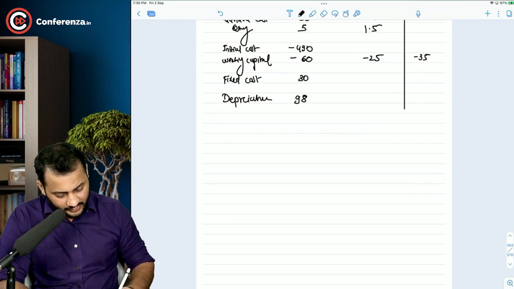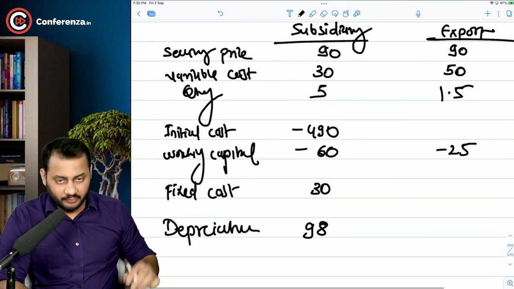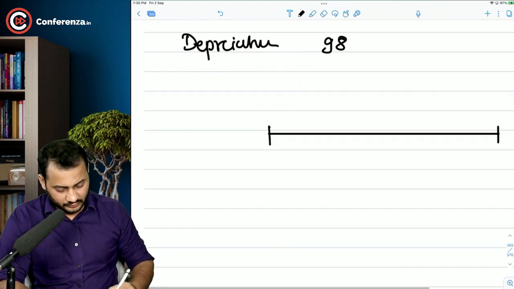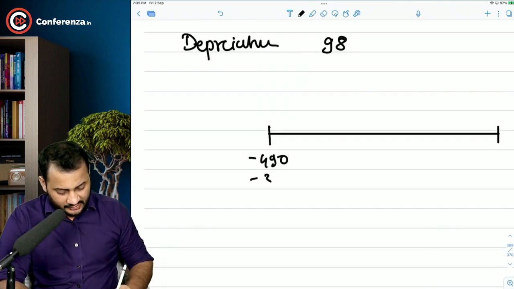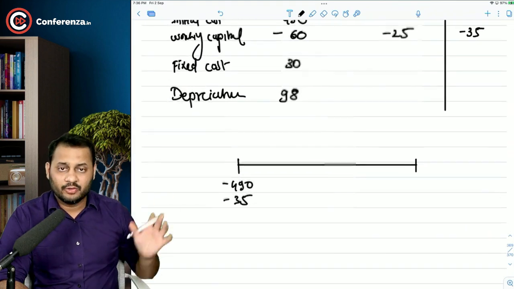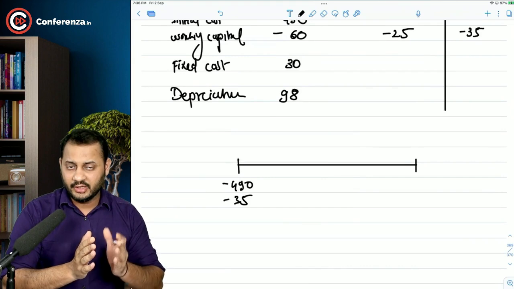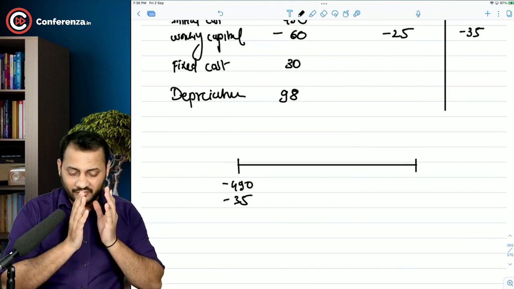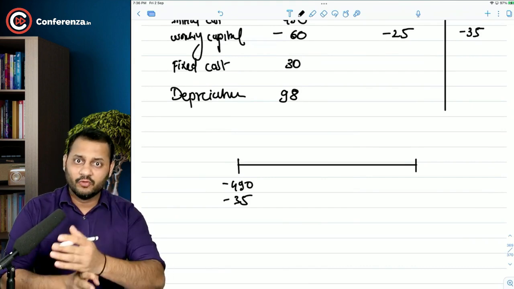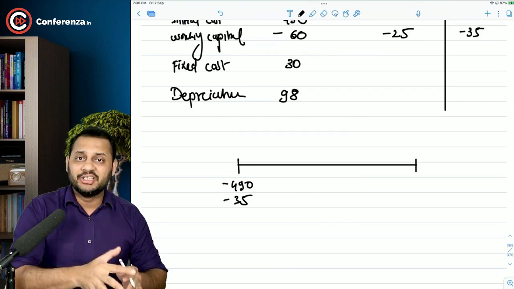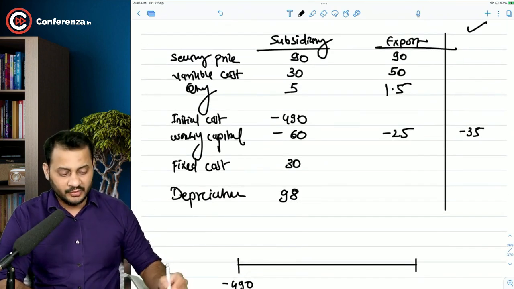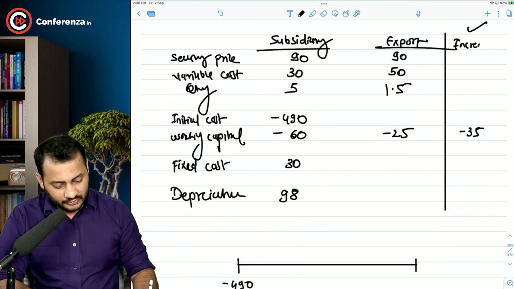See, I will divide all the cash flows in 3 parts. Initially, I will pay 490 and 35. I'm doing the calculation on the basis of incremental approach: if I close the exports and go for the subsidiary, what are the additional cash flows that I will have to incur? So this is the incremental approach.